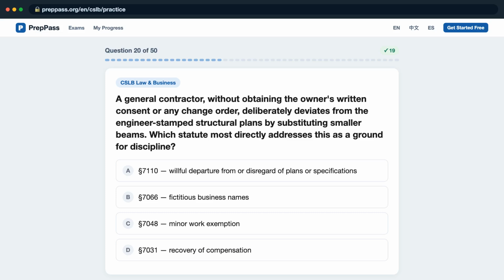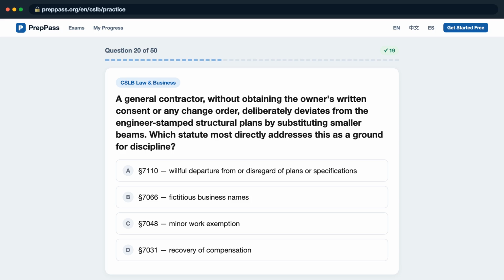Question 20. A general contractor, without obtaining the owner's written consent or any change order, deliberately deviates from the engineer-stamped structural plans by substituting smaller beams. Which statute most directly addresses this as a ground for discipline?